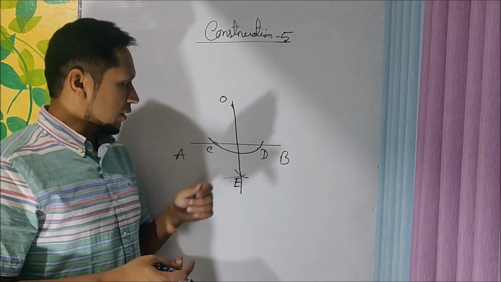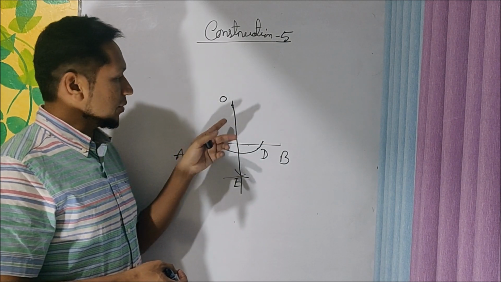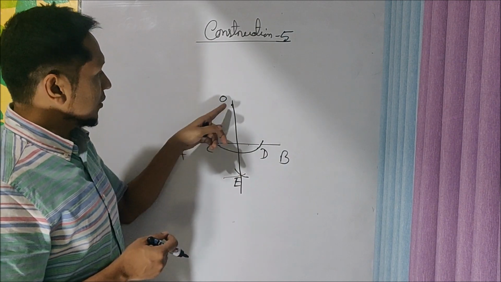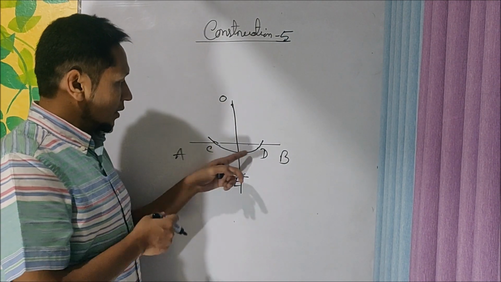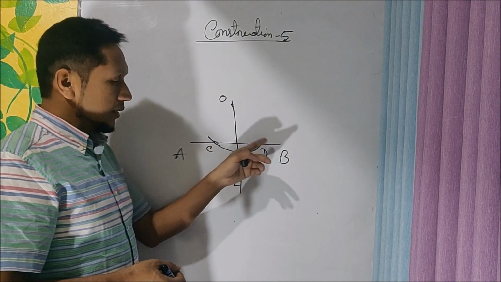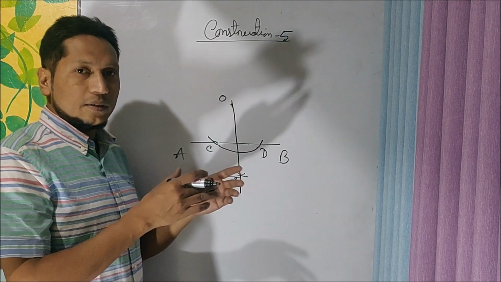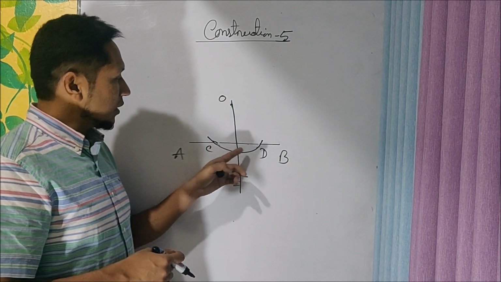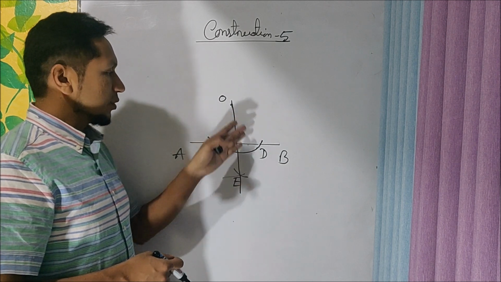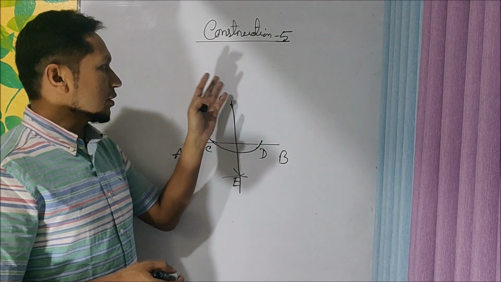I am repeating the construction again for your better understanding. Here AB is a line, O is any point outside it. We have to draw a perpendicular from the point O to the line AB. Construction: centering at O and taking any suitable radius, we draw an arc such that it meets AB at C and D respectively. Now centering at C and D and taking radius equal to CD or more than half of CD, we draw another two arcs such that they meet at the point E. We join OE. So OE will be perpendicular on AB. So this is the end of construction 5.